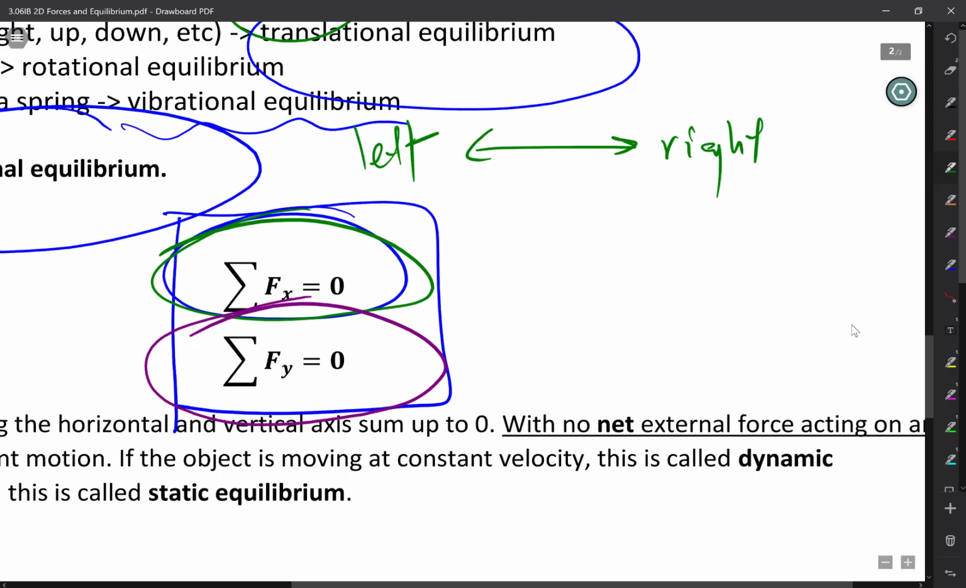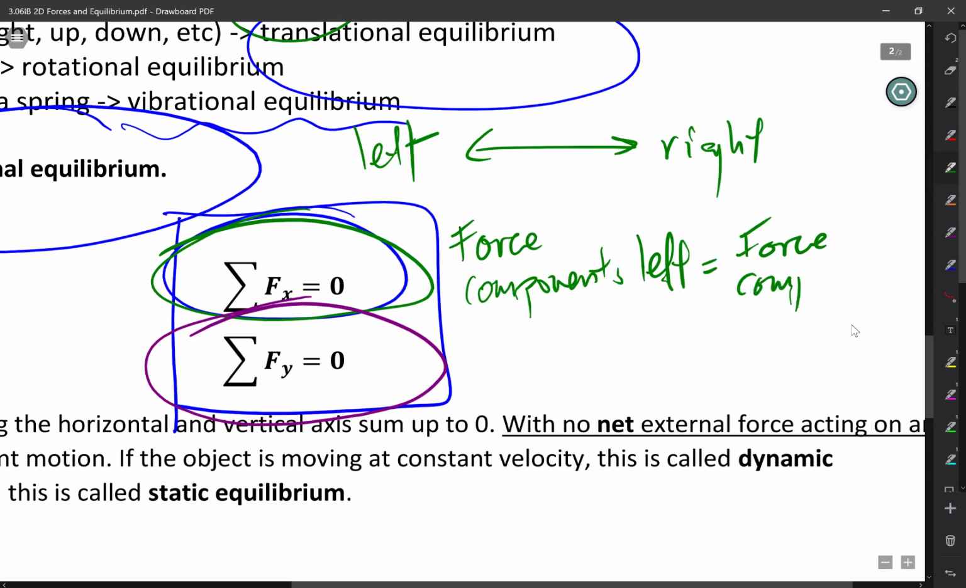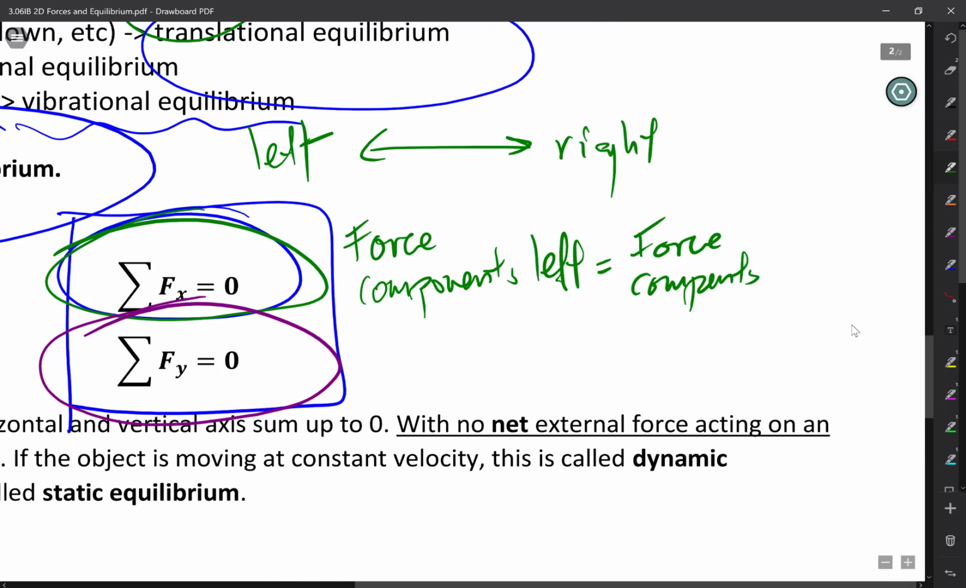You can think of it this way. Because the forces should sum up to 0, the forces pointing right should equal all the forces pointing left. So in a way, for force components, or just forces in general, force components left equals force components right. They should be equal. There's a balance.